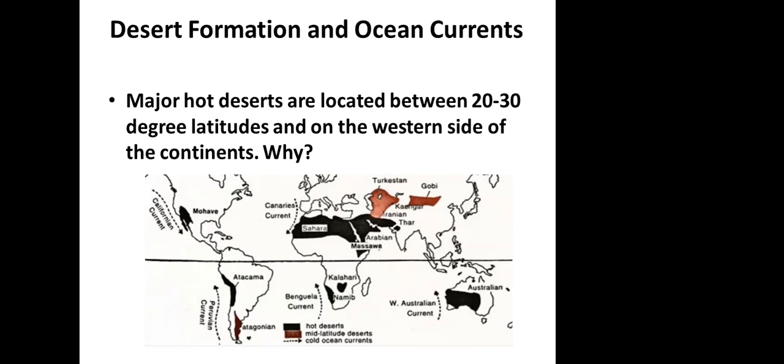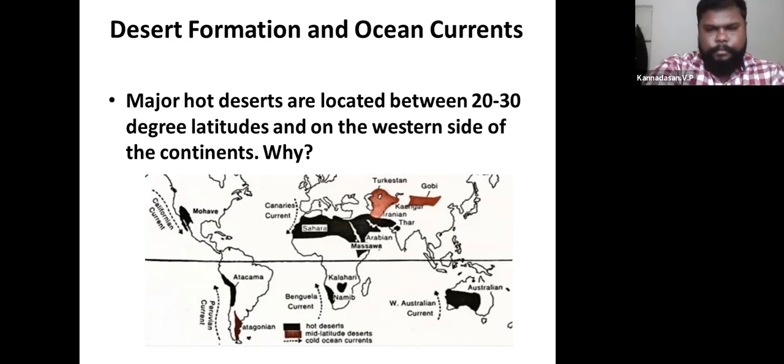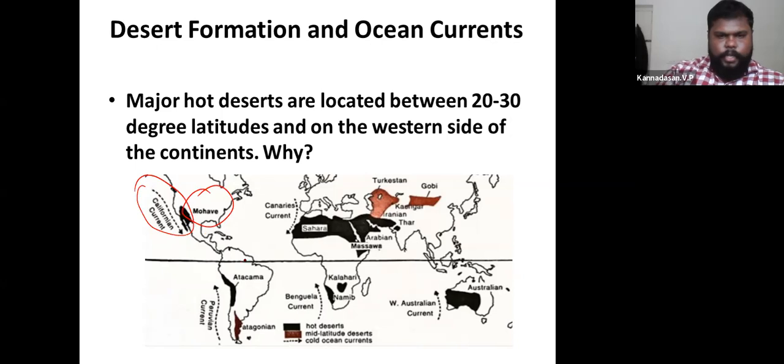Yes, sir. Okay, now you tell me. What you do is you mug up the names of the currents. Now if you see, there is a correlation between desert formation and ocean current. Am I right? Sahara Desert, Canaries current is there. Mojave Desert, Californian current is there. Atacama Desert, Peruvian current is there. Kalahari Desert, Benguela current is there. Australian Desert, Australian current is there.